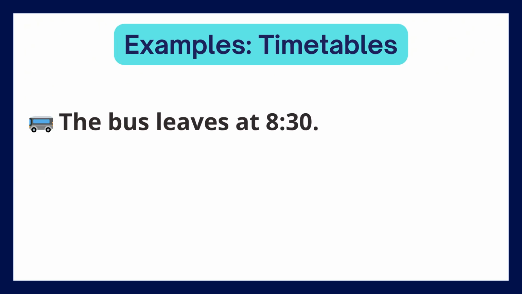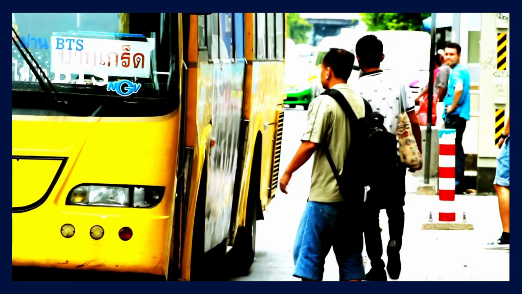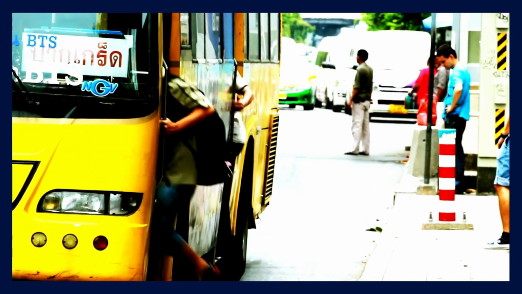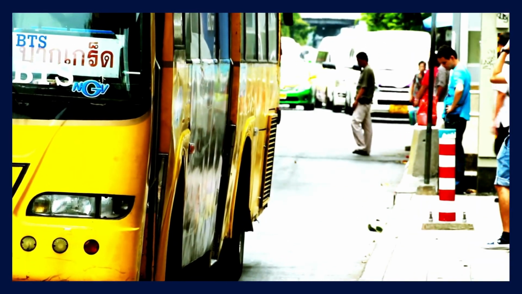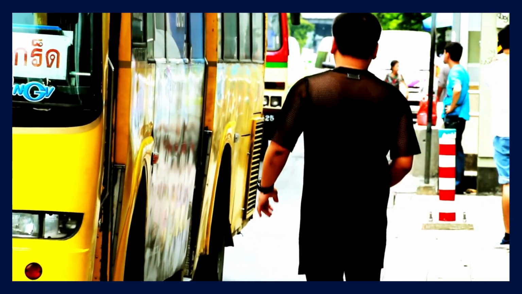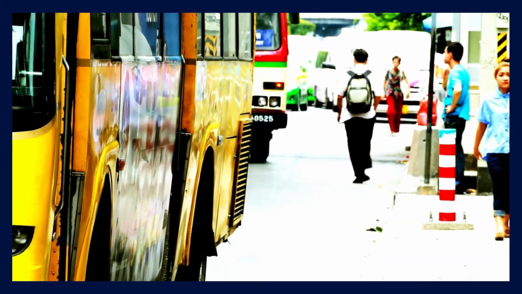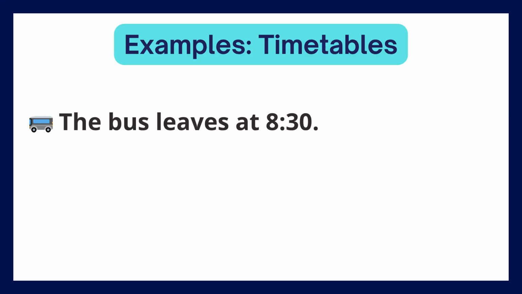When someone says the bus leaves at 8:30, they're not talking about what's happening right now. They're talking about a timetable or a fixed schedule, something that always happens at the same time. Even though the action is in the future, the bus will leave later, we use the simple present tense because it's a scheduled event. In English, we often use the simple present for transport schedules, class timetables, and public events.